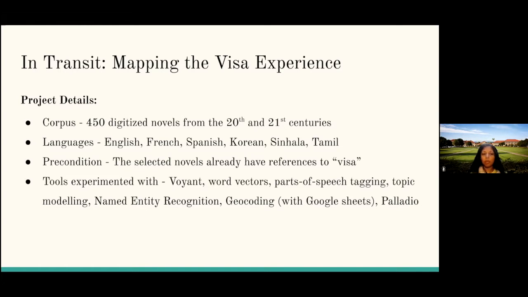The languages I was working with, or trying to work with, because it wasn't always successful, were primarily English, French, Spanish, Korean, Sinhala and Tamil. The precondition for the selection of these texts was that all the novels already had to have references to visa in some form. So I did already make a decision that this set of novels is going to be used for this analysis because they dealt with some questions of immigration or visas. That was a precondition that I used in order to select this particular set of texts from everything else.